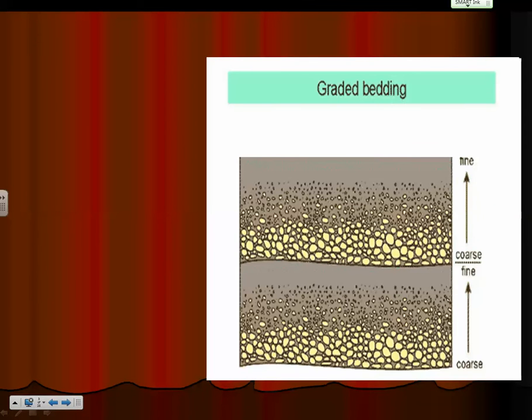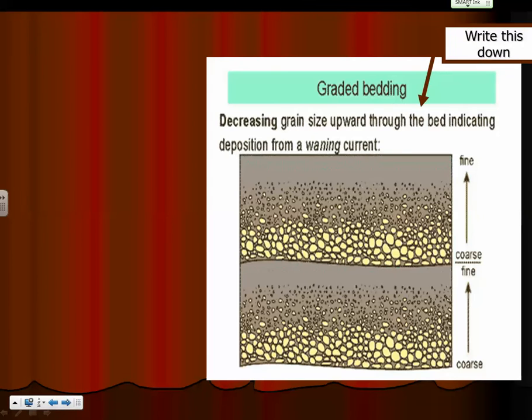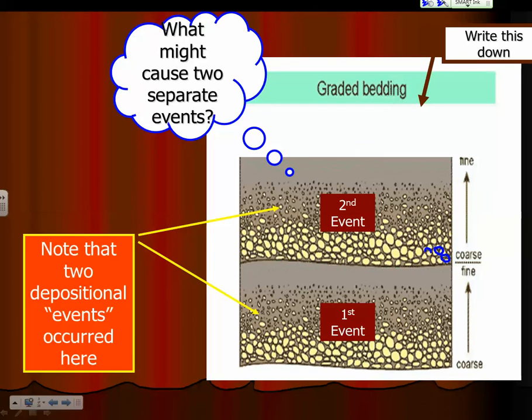Okay, moving on. Now, if you have multiple layers of vertical sorting, it becomes something we call graded bedding. And you can actually see the decreasing grain size upward through the bed, indicating deposition from a waning current. So perhaps this was a flood, and during the flood, the large particles were carried, and then the flood started slowing down, the water speed slows down, and the bigger particles deposit first, all the way across.